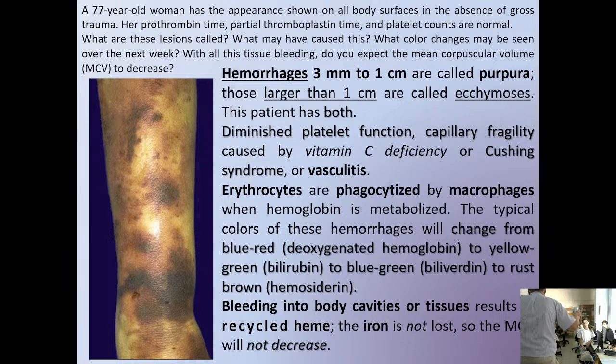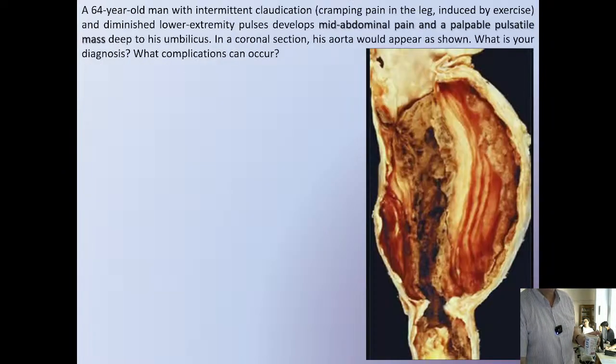It left the body. In this case, any iron that comes out of the vessels is phagocytosed by macrophages, and so there is no problem in the iron quantity. Iron is not lost. What do we see here?